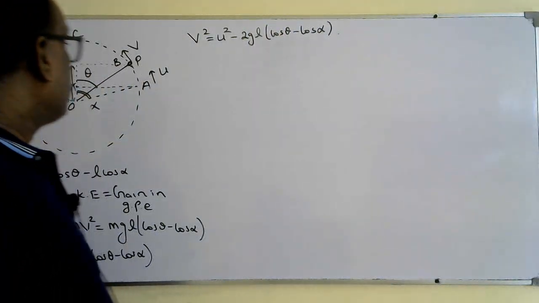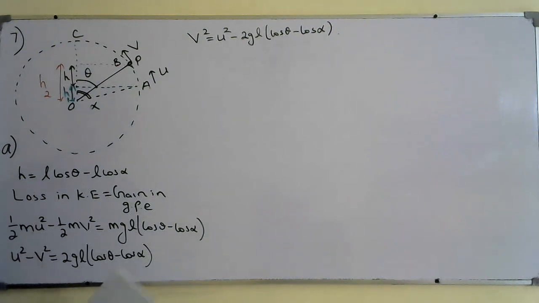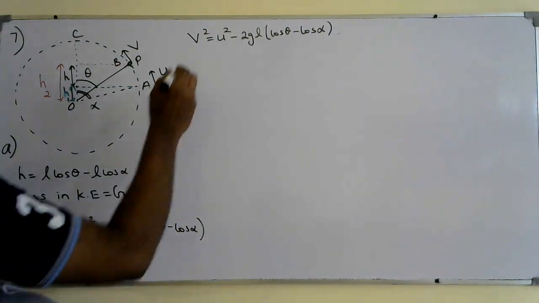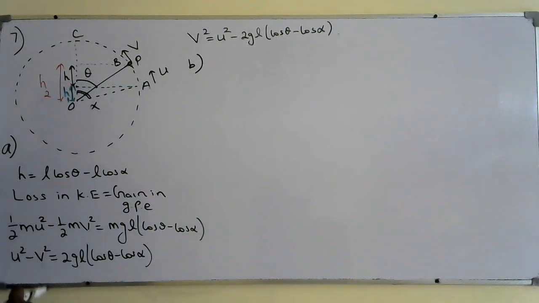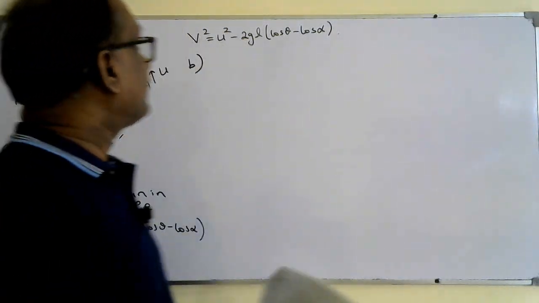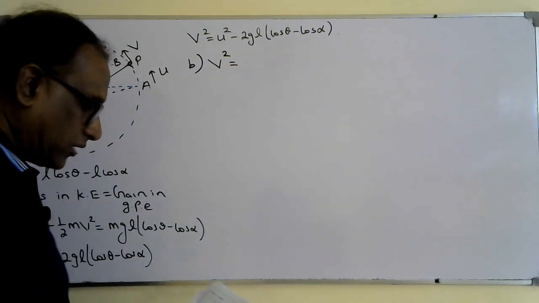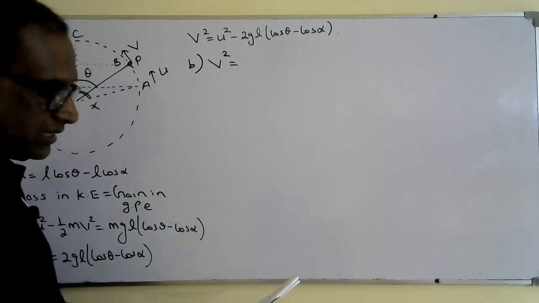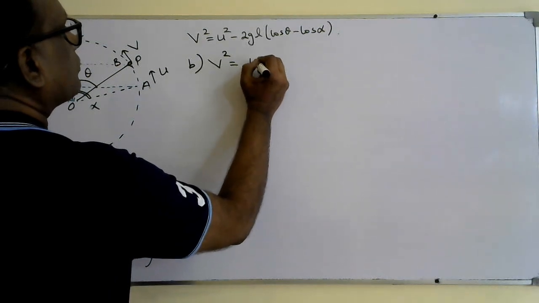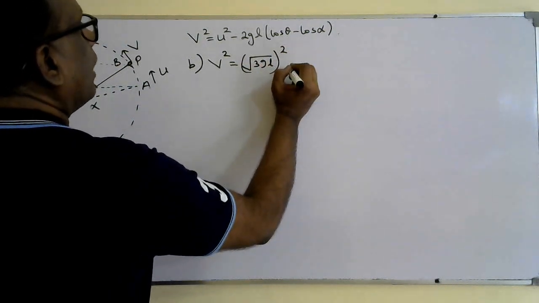So we'll find the general equation. We got it: v squared equals u squared plus 2gl cos theta. And cos alpha is given, the initial speed is given. So we'll find part B. We'll find what could be the minimum speed v. So we'll rearrange this one. v squared equals u squared, where u is the square root of 3gl. It's given. All things squared.